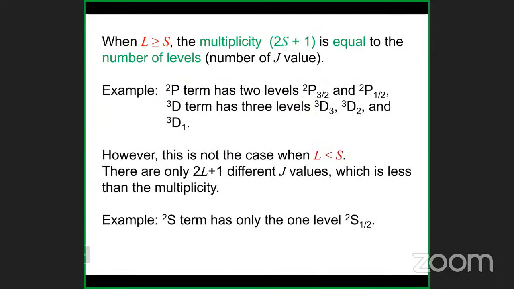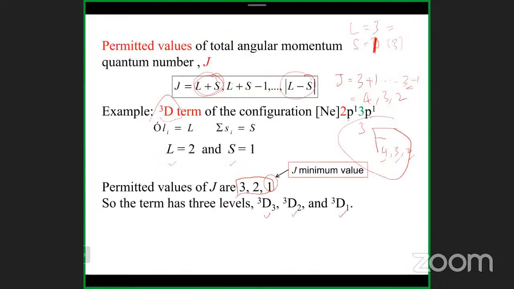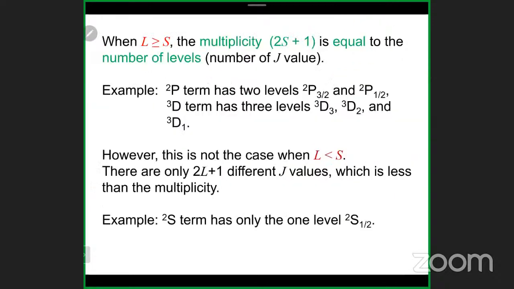So you can actually work out any configuration as long as they are non-equivalent. Once they start to be equivalent, it's not going to be as easy as you may think. You have to actually look at all the different microstates. So these are all non-equivalent electrons, like this 3D term, 2p1 and 3p1, right? Non-equivalent electrons.